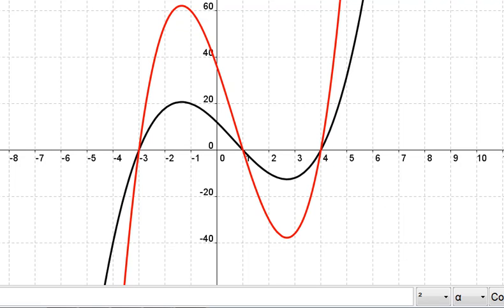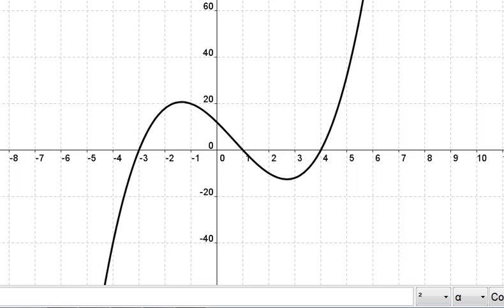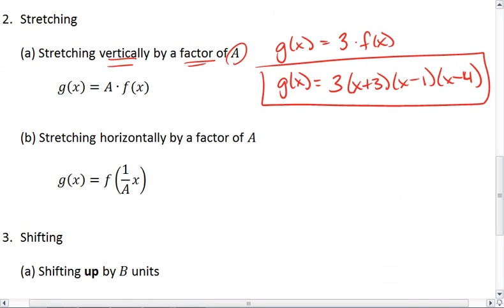Well, we can also shrink vertically. So let's say instead of stretching our black graph, we wanted to shrink it. We wanted to squish it a bit. Let's shrink by a factor of 3. Well, then we need to multiply everything by 1/3 because we want each output to only be 1/3 of the original.